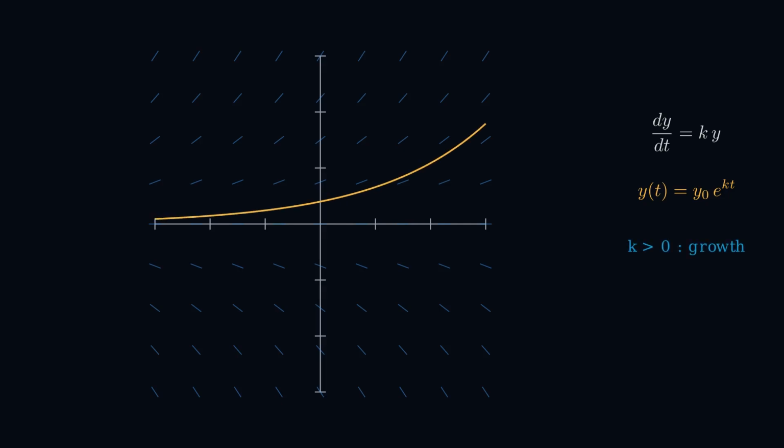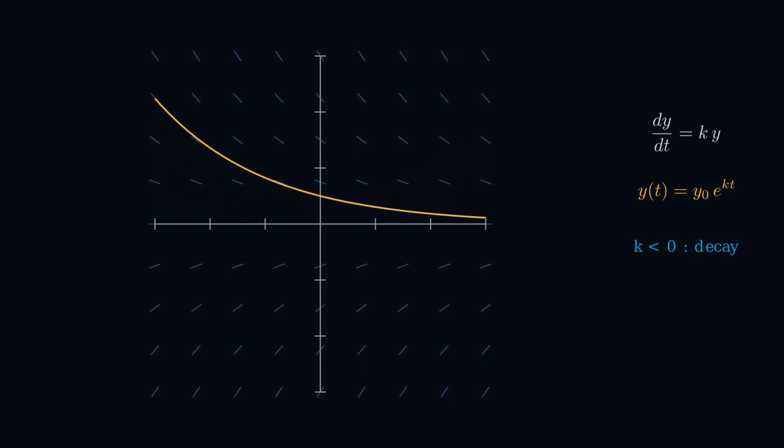Everything in this next section is the same idea wearing different costumes. Any quantity whose rate of change is proportional to how much of it currently exists follows this equation: dy/dt equals k times y. Solve it, and you always land on the same shape. y of t equals y naught times e to the kt. Positive k, growth; negative k, decay.